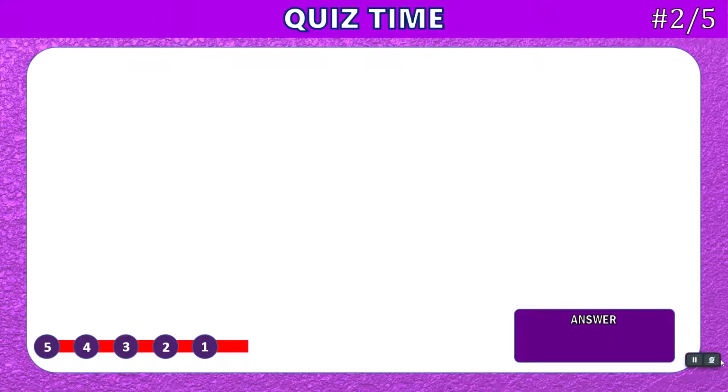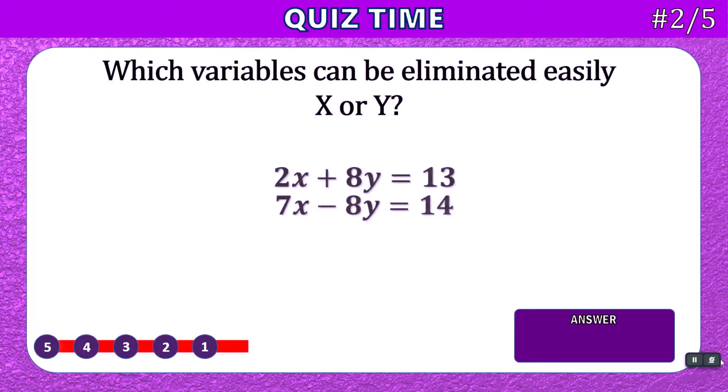Question 2. Which variables can be eliminated easily, X or Y? Time's up. We can see the answer is Y. The coefficients in front of Y are both 8, and they can be eliminated easily.